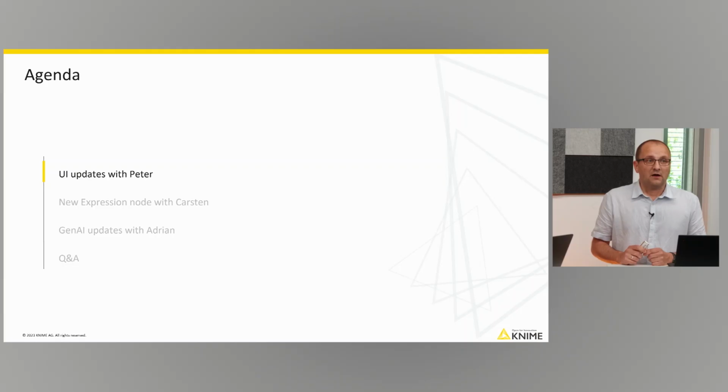We have Carsten here. Carsten is team lead, also based in Constance. Carsten is expert for analytics, scripting, everything. We have him talk a bit about the expression node in a second. Hi. And then also Adrian. Hello. Adrian is one of the driving forces behind everything that relates to AI in KNIME. We have him showcase some of the new functionality that was also added. That's about the introduction.